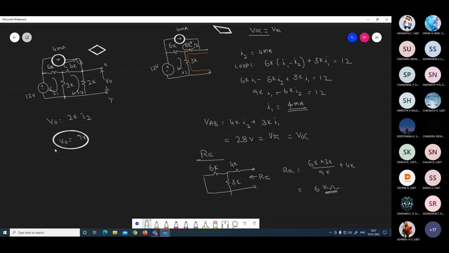Similarly, Deepak, you find it by that method also. Are you getting 7 volt or not? Using the Thevenin resistance and Thevenin voltage, calculate the voltage and tell me in the next class. Sir, 7 volt only we will get, sir. Drawing the Thevenin equivalent circuit and finding it, how much voltage? 7 volt. Then that method is also correct.